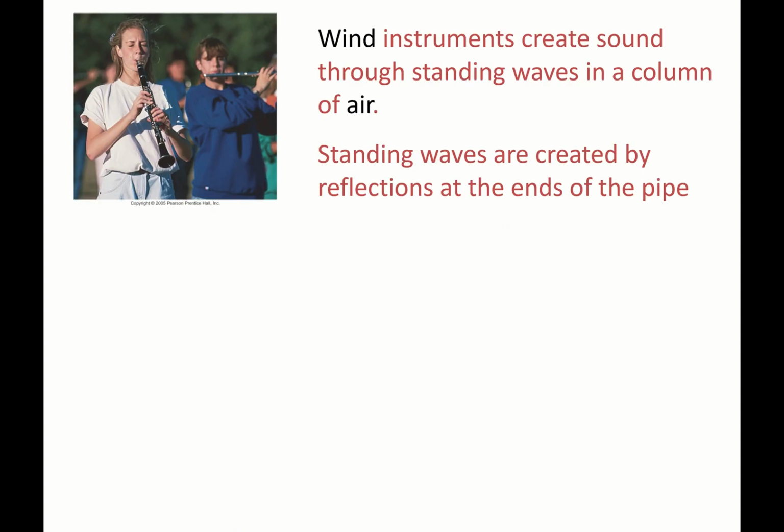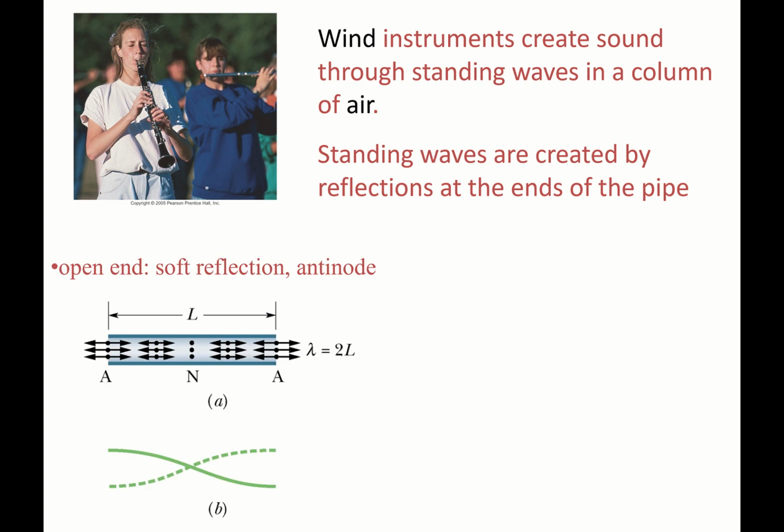How about wind instruments? When you play a wind instrument, you blow air in one end and the air goes through, and you can change the length of the tube by your fingering over the holes. And then it comes through and either reflects at an open end, for example, on the clarinet there, or it could be on a closed end. So standing waves are created by reflections at the end of the pipe.